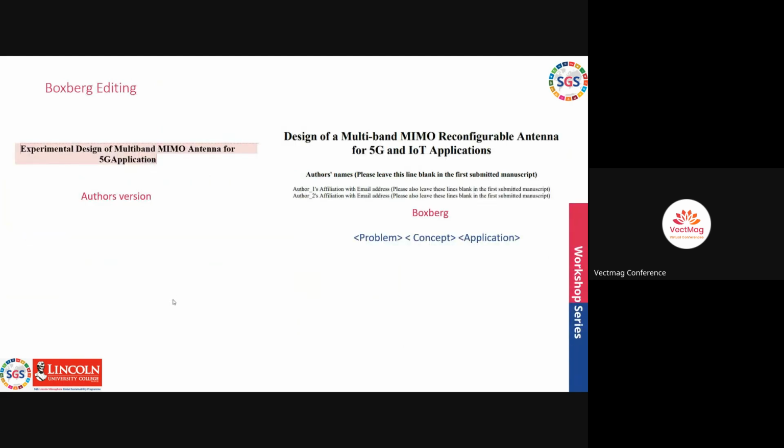Oh, now look at how this changed. Experimental design of multi-band MIMO antenna for 5G application. So I changed the title into design of a multi-band MIMO reconfigurable antenna for 5G and IoT applications. Here I have actually shown what is the concept, what are the applications, and what is the problem: concept, application. That's what it was.